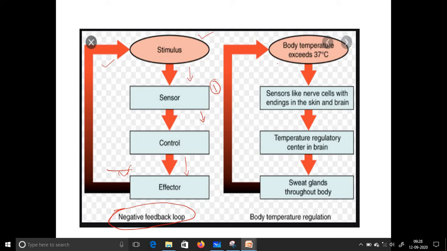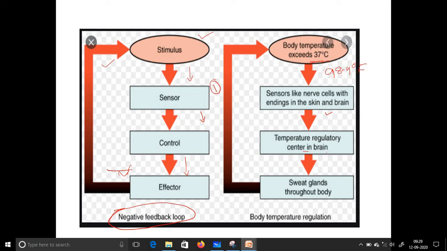Here I have given an example also. Body temperature is 37 degrees Celsius, which is equivalent to 98.4 degrees Fahrenheit. Sensors here are nerve cells of the brain and skin endings. They receive the temperature deviation and take it to the temperature regulatory center, that is the hypothalamus of the brain.